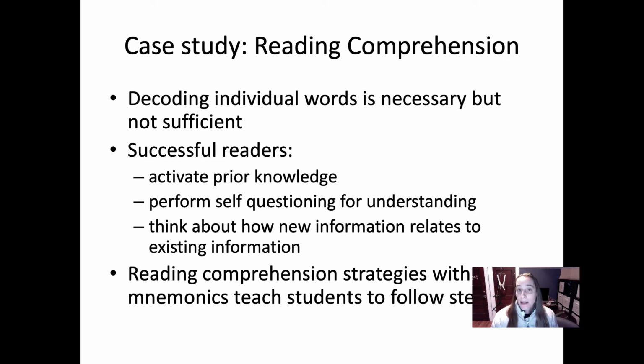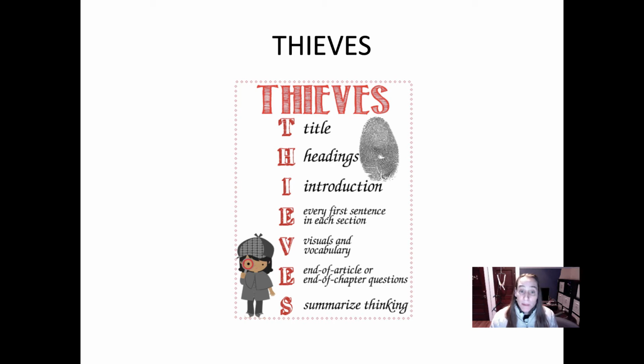And so reading comprehension strategies with mnemonics teach students to follow steps. And there are reading comprehension strategies for lots of aspects of reading. One of them is called THIEVES. So this, you read the title, headings, and introduction, and that's called previewing. That's supposed to get you a sense of what you're going to read and hopefully bring up prior knowledge. And then you read the first sentence of each section, again to just sort of familiarize yourself with what's happening. And then you look at the visuals and think about the vocabulary.